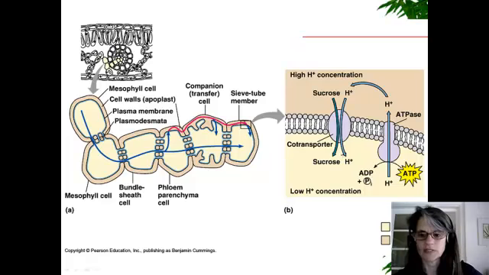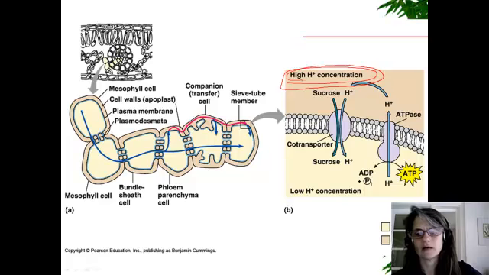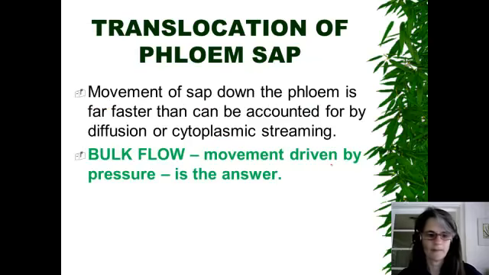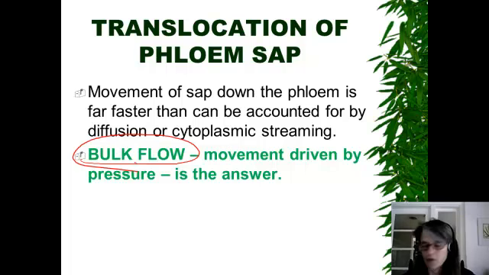What this shows is the high hydrogen ion concentration here, and we are going to allow that to drag a sucrose in with it through this means of co-transport. Now, again, the movement of sap down the phloem is greater than can be accounted for by diffusion, so again we have to address bulk flow. We're going to move things by pressure.